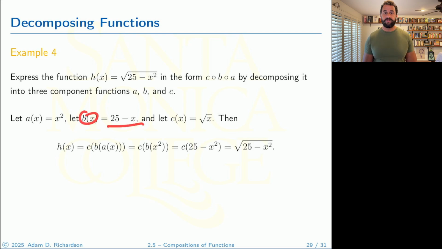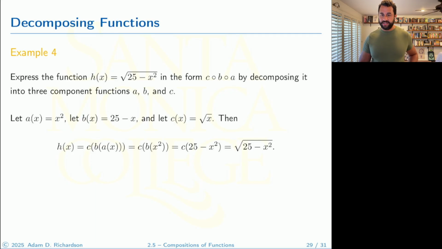Let b of x be 25 minus x. Let c of x be the square root of x. Okay, and then when you do that, I should put these on the other side. I will after this. C of b of a of x is c of b of x squared, which is c of 25 minus x squared, right? Because we're taking x squared and plugging it in to b, which gives us that. Then we're taking this and plugging it into c, and we get the square root of 25 minus x squared, which is h of x. Cool stuff.